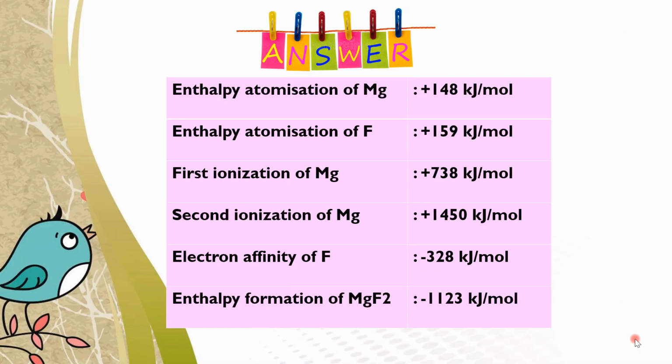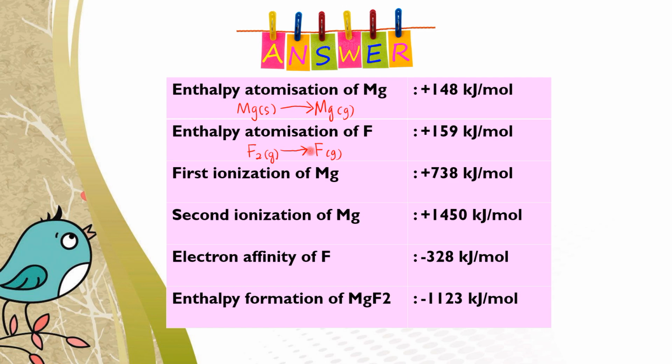Alright, so you can start by writing the equations involved in the Born-Haber cycle. We start with the enthalpy of atomization of magnesium. Remember, atomization means we want to produce 1 mole of gaseous atom. It comes from its element, so Mg exists as solid. Atomization of fluorine, so it becomes fluorine atom, should be 1 mole. It comes from its element, F2, that exists as gas.